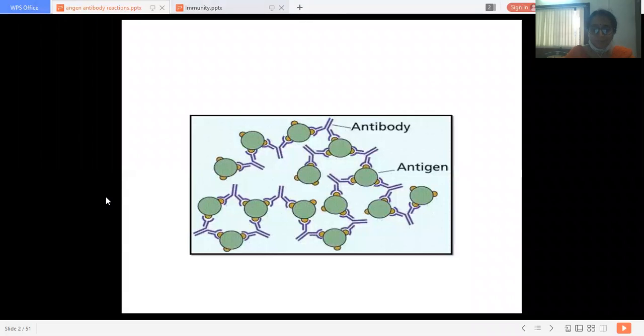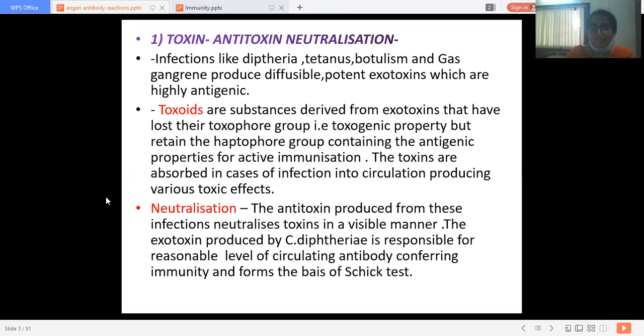Okay, now we will proceed further. So antigen antibody reactions: there are 10 types of antigen antibody reactions. Now the first is the toxin antitoxin neutralization reaction.